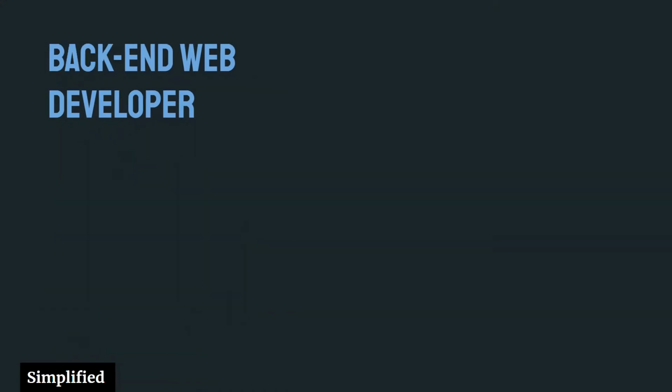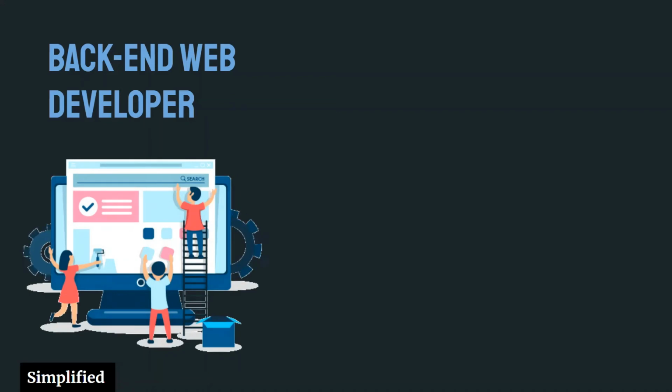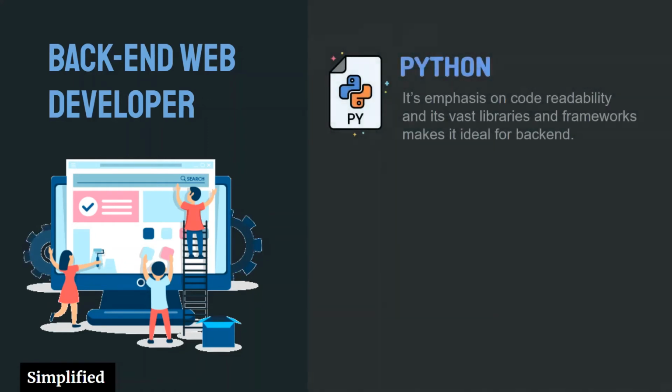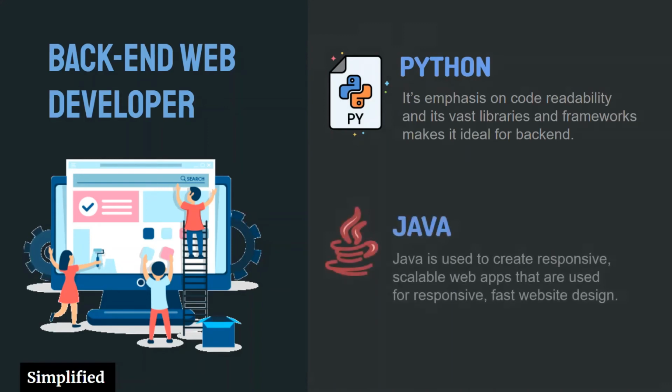Second, back-end web developer. Back-end refers to the hidden layer that the users can't see when they visit a website. They must have strong programming skills. The back-end layer forms a dynamic connection between the front-end and the database. Some of the most popular languages used include PHP, Python, Java, and Ruby.